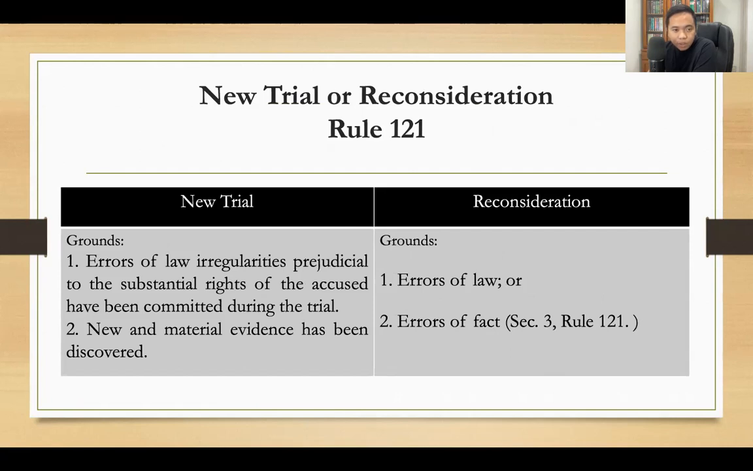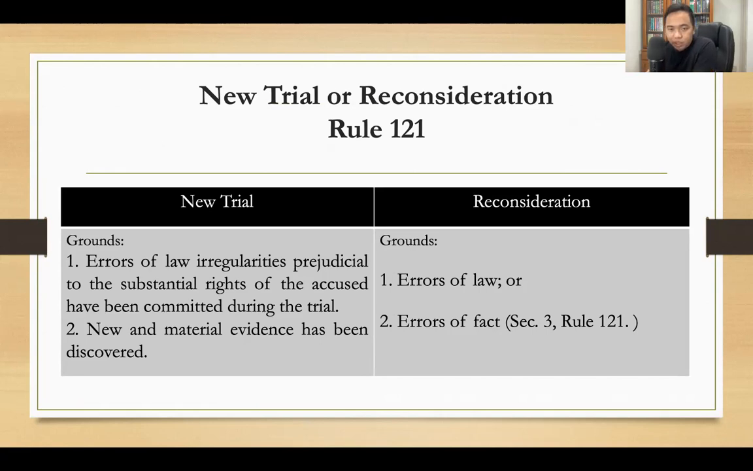Now, there are two grounds in a motion for new trial. There are errors or irregularities prejudicial to the substantial rights of the accused that have been committed during the trial, and there is new and material evidence that has been discovered. So it's either an error of law or irregularities prejudicial to the substantial rights of the accused committed during the trial, or new and material evidence that has been discovered.